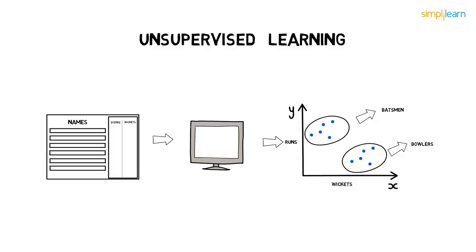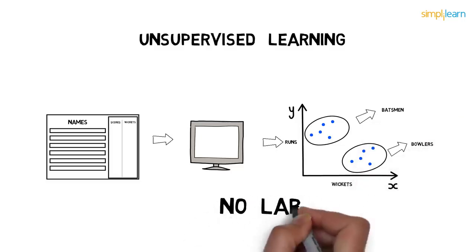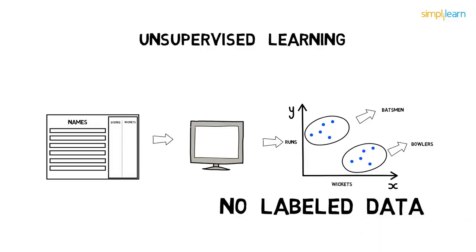The important point to note here is that there were no labels of batsmen and bowlers. Hence, the learning with unlabeled data is unsupervised learning. So we saw supervised learning where the data was labeled and the unsupervised learning where the data was unlabeled.